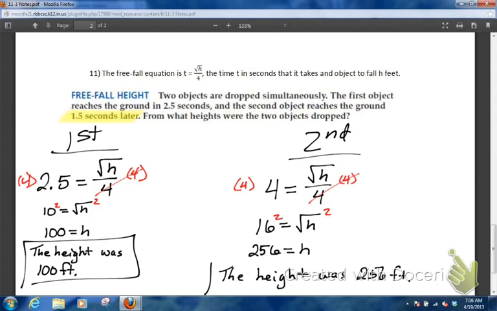And again, you can plug that in kind of mentally and solve. Square root of 256 is 16. 16 divided by 4 is 4. So it does make sense.